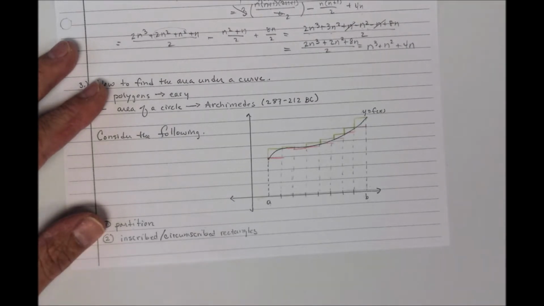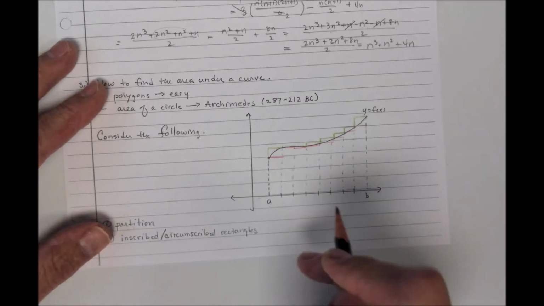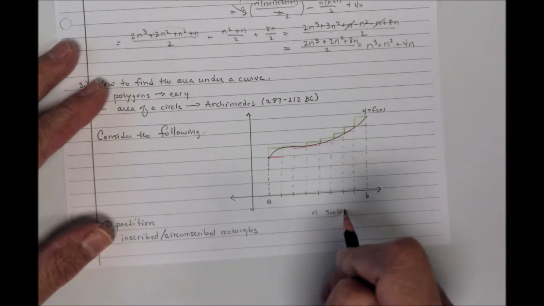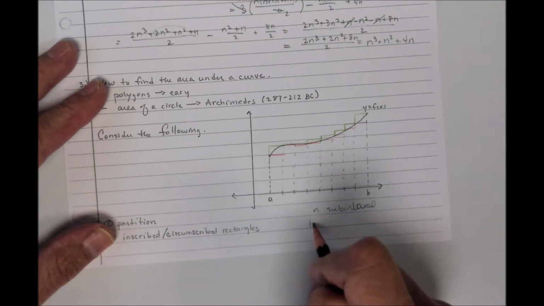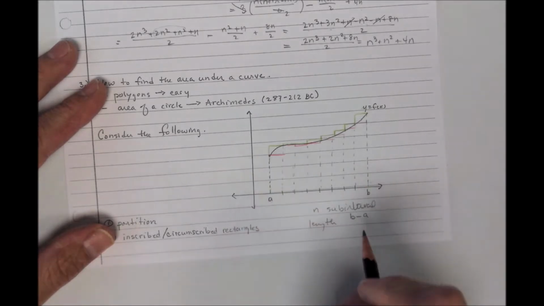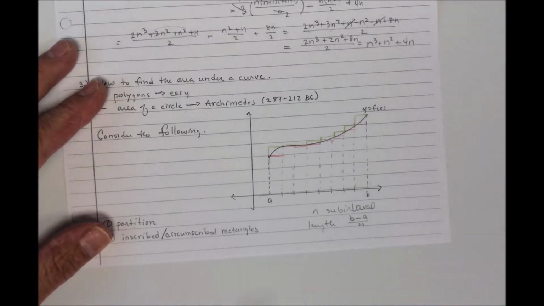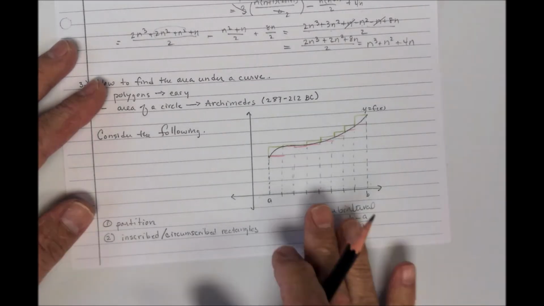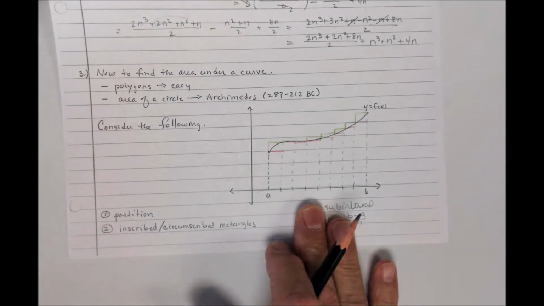Now remember, we are breaking this up into equal amounts. So if we have n subintervals, each subinterval would have length b minus a, this distance here, divided by the number of subintervals. Okay? That way we have what we call a regular partition, where all the subintervals are the same size. Now let's try a very simple example of this.